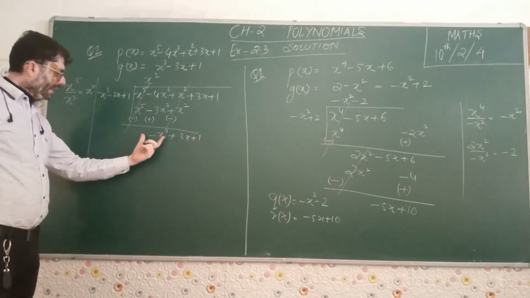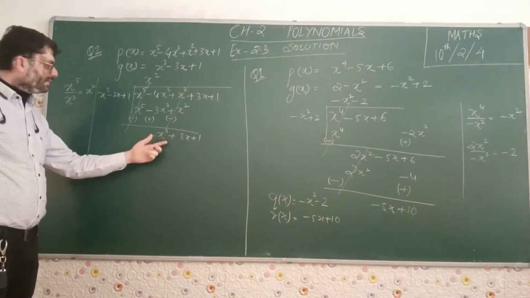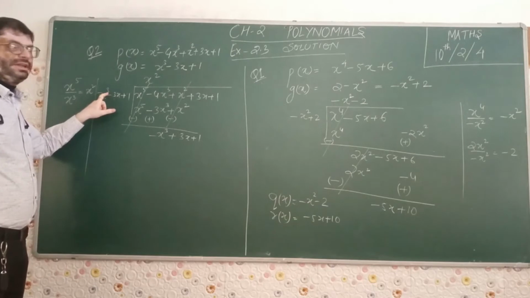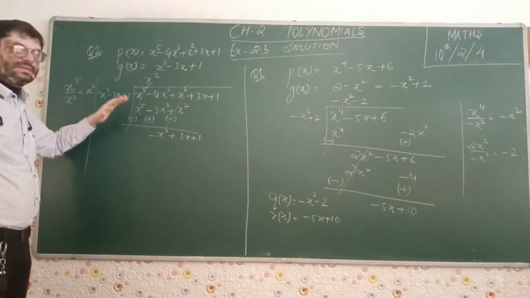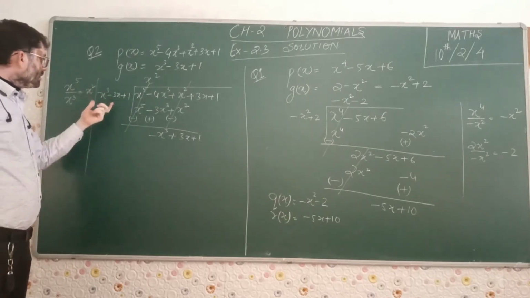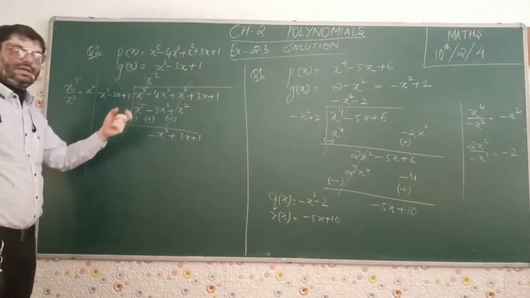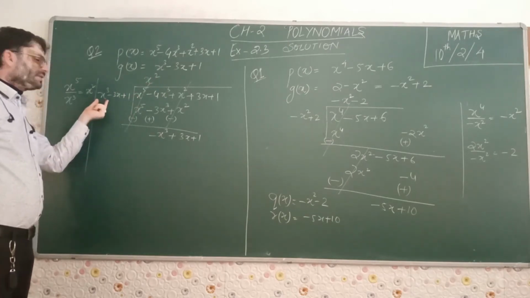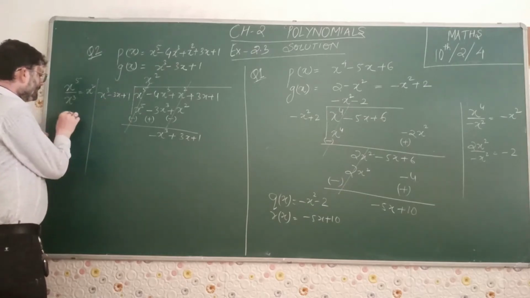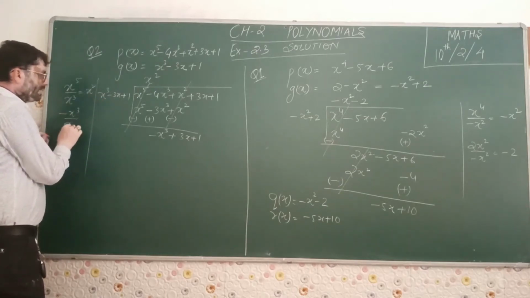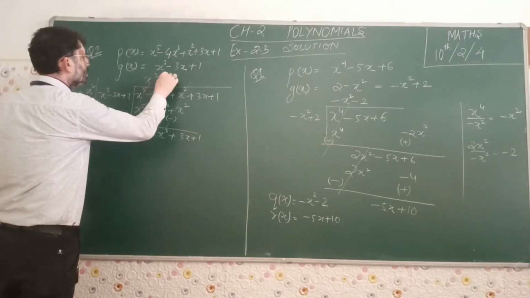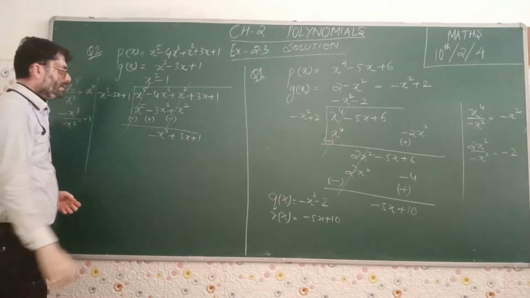Now, again we have to check the degree of the remainder. The degree of the remainder is 3. The degree of the divisor is also 3. That means the division will continue. In order to get the next term for the quotient, we will have to again divide the first term by the first term of the divisor. So minus x cubed divided by x cubed is minus 1. So our next term for the quotient is minus 1.